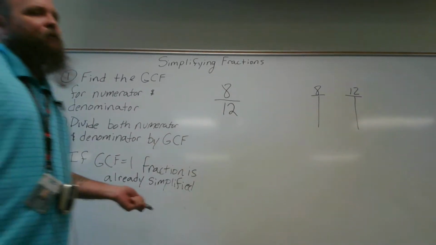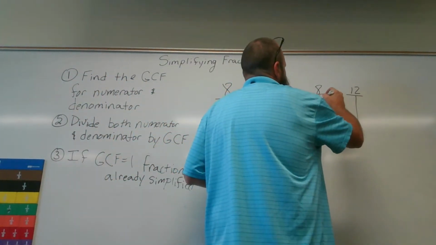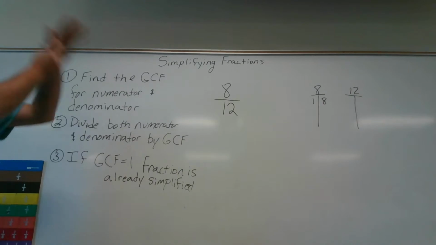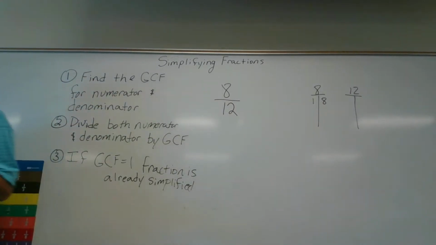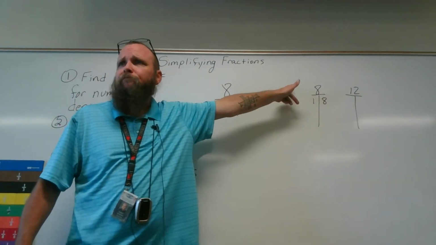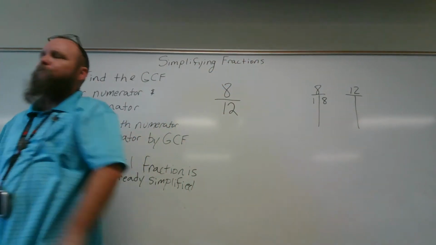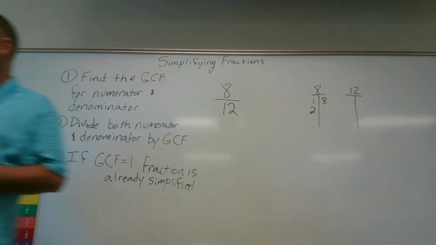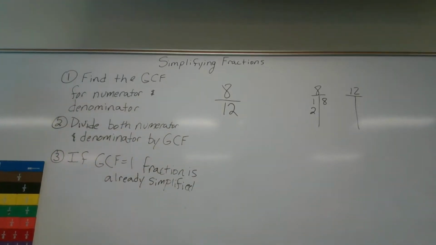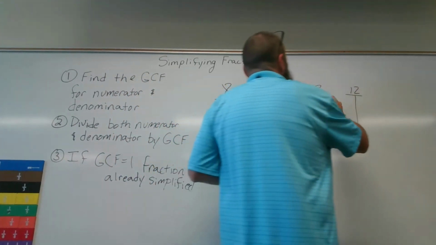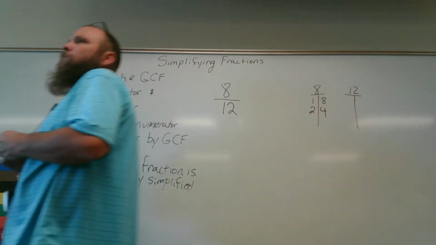Now, every number, 1 and itself, is a factor. And then I just kind of like to move up from 1 to 2 to 3 to 4. So does 2 go into 8? Yes. Why, yes it does. Because 8 is an even number. And our divisibility rules say that 2 goes into every even number. Shina, how many times does 2 go into 8? Good, 4. Because 2 times 4 is 8.